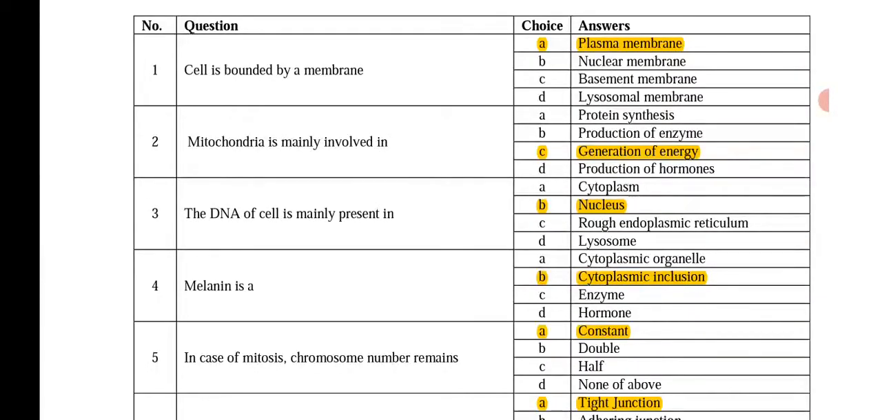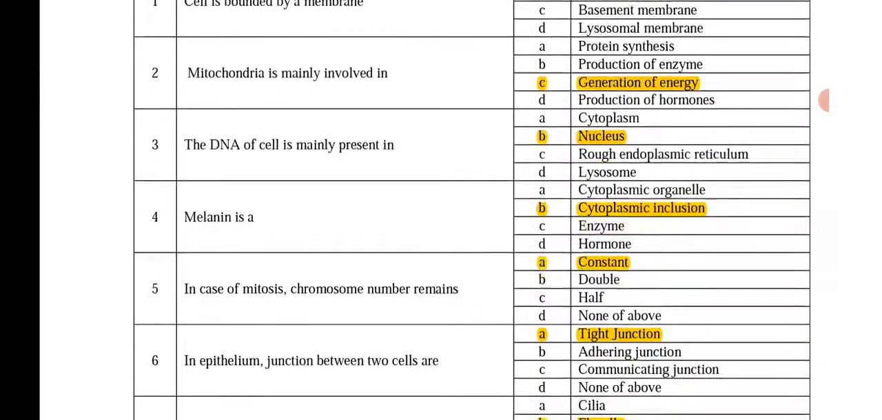Cell is bounded by a membrane, plasma membrane. Mitochondria is mainly involved in generation of energy. The DNA of cell is mainly present in nucleus. Melanin is cytoplasmic inclusion. In case of mitosis, chromosome number remains constant.